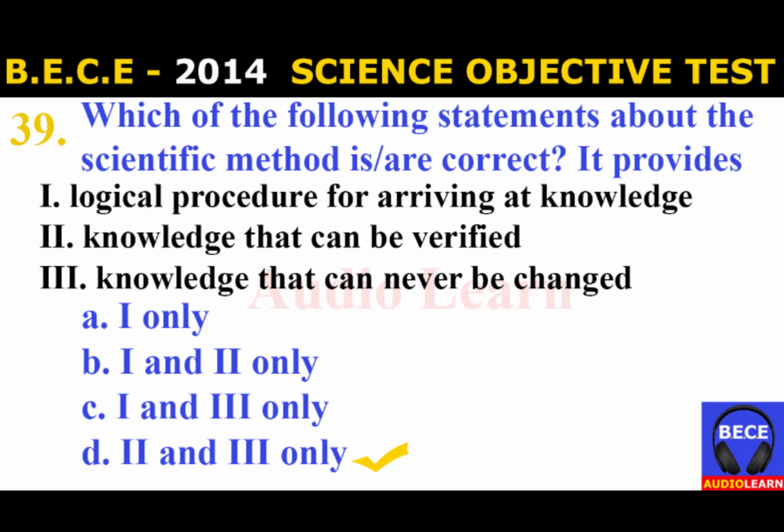Number 39. Which of the following statements about the scientific method is or are correct? It provides I. Logical procedure for arriving at knowledge. II. Knowledge that can be verified. III. Knowledge that can never be changed. And the possible answers are A. I only. B. I and II only. C. I and III only. D. II and III only. And the answer is B, I and II only.